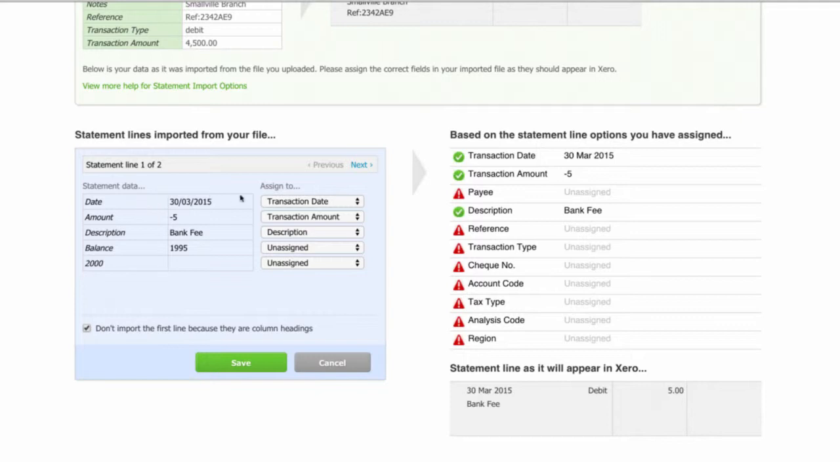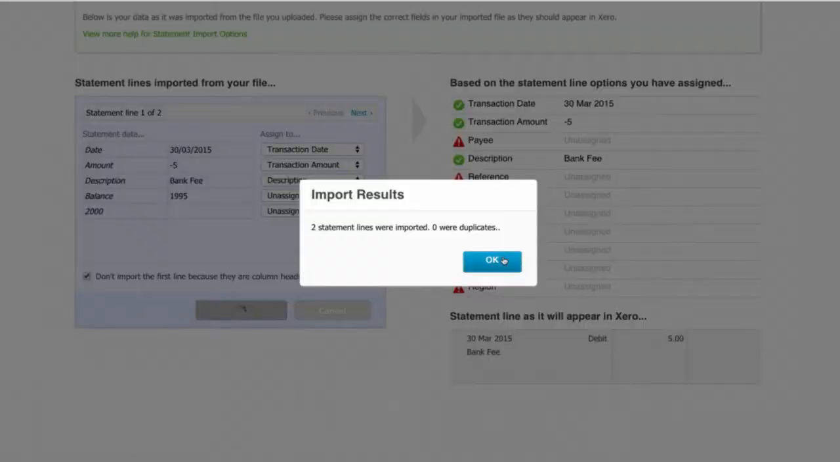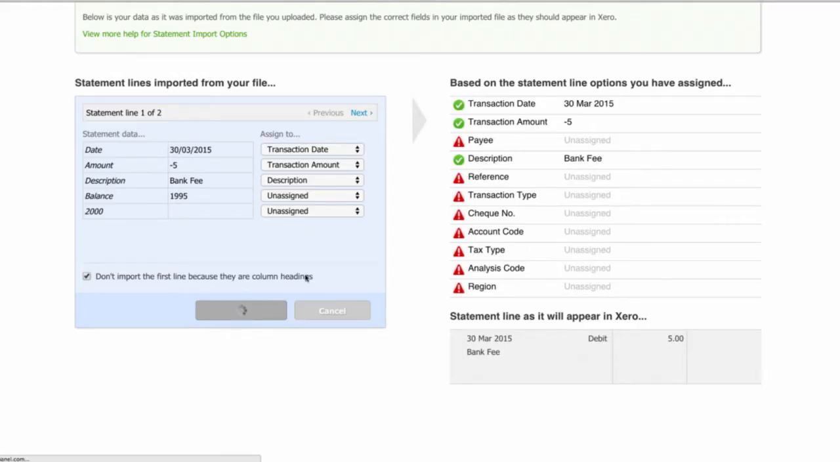Xero here is looking at my date, my amount, and my description, and if you leave the other columns that are there unassigned, then it means that they're just going to be ignored by Xero. So if we hit save, we can import those two transactions and we're done.